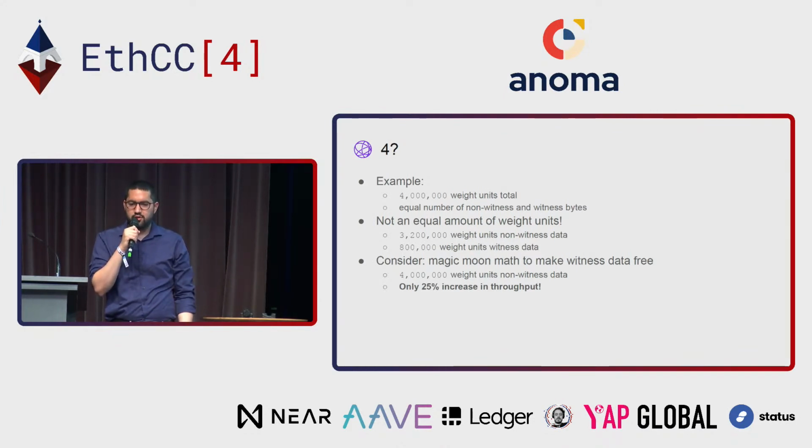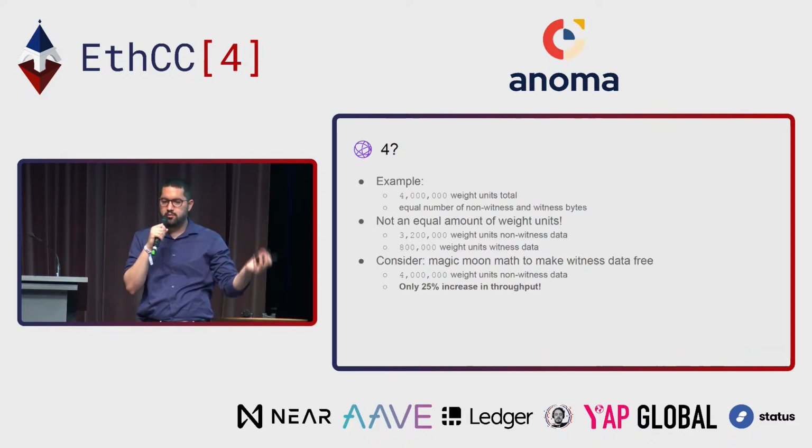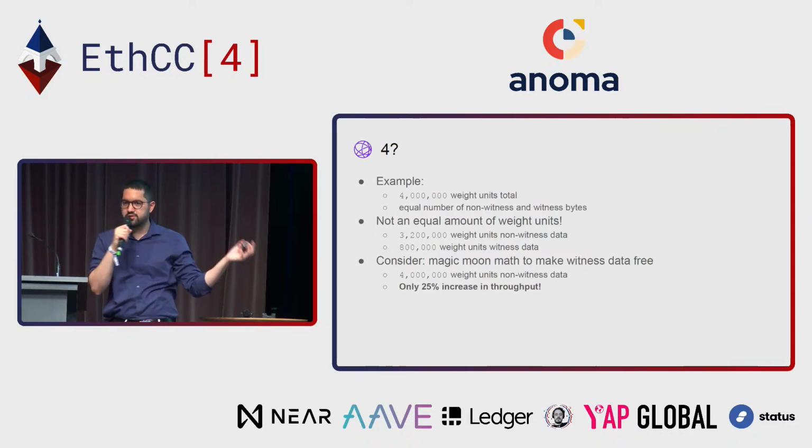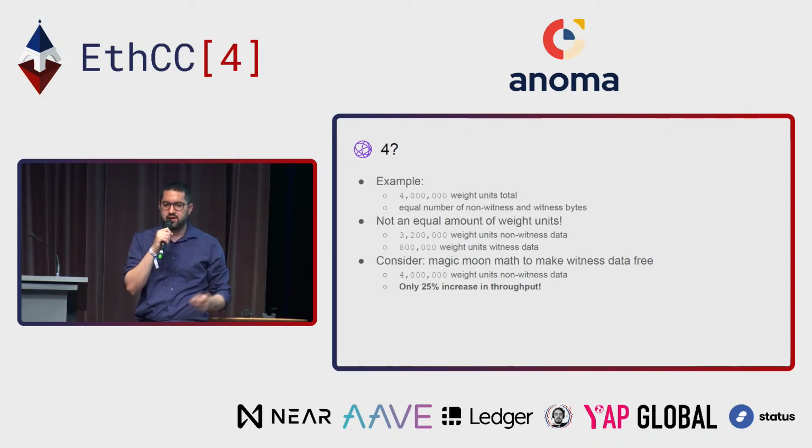And what does 4x discount really mean? So let's pretend in this example we have 4 million weight units, right? Because we're using post-Segwit Bitcoin, and you have an equal number of non-witness and witness bytes. And hopefully my math is right here, but this isn't an equal amount of weight units, right?